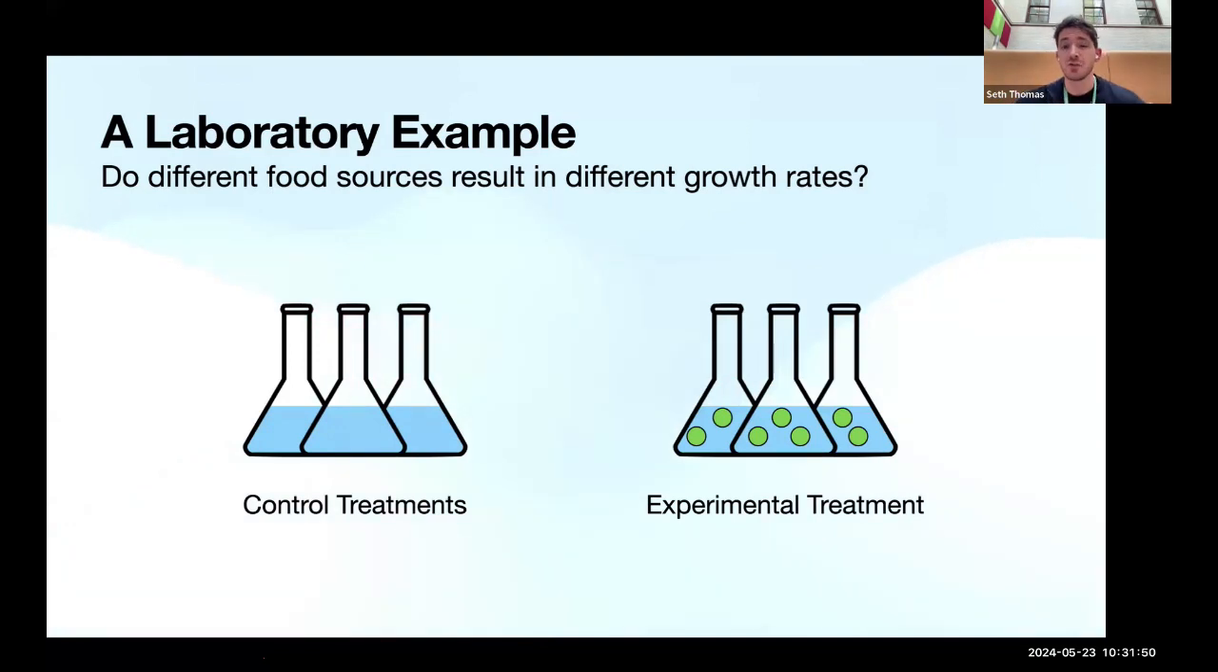I'd make sure that as close as I could, the only difference between these was the food source, so that when I was then measuring how much they had grown, I know that that difference is down to the only difference between them, and that's the food source.